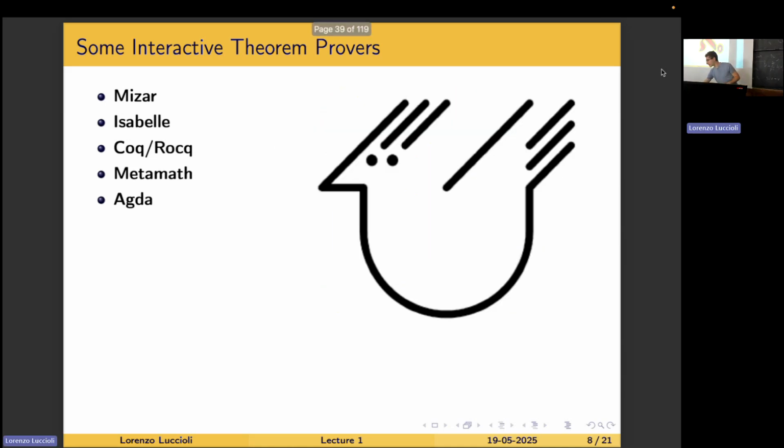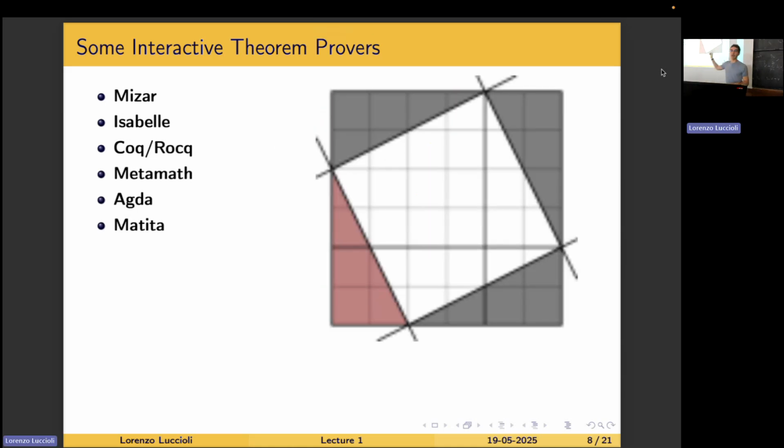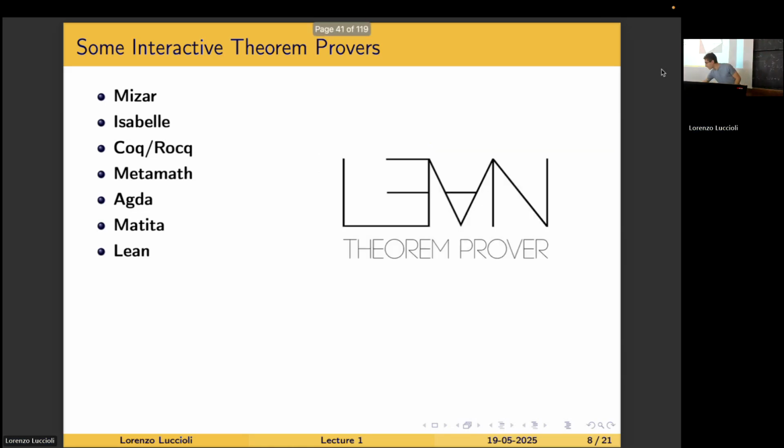Then we have MetaMath, Agda. I'll mention Matita because it's been developed here in Bologna actually, around 2003 by the computer science department. And at last we have Lean. Now I put this in chronological order. So Lean is the newest of them. And it's also the one that's mostly used by mathematicians nowadays, and it's been experiencing the most growth.